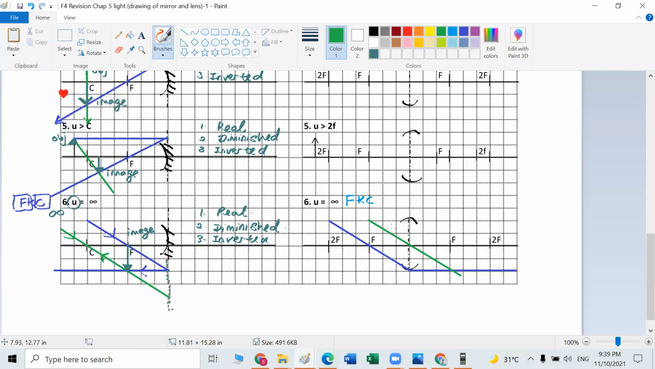So when the light passes through the center, it will go straight. Then when the light passes through the F, it will go K. So the image will be here. Okay, so image. So the same thing, it will be real, diminished, and inverted.